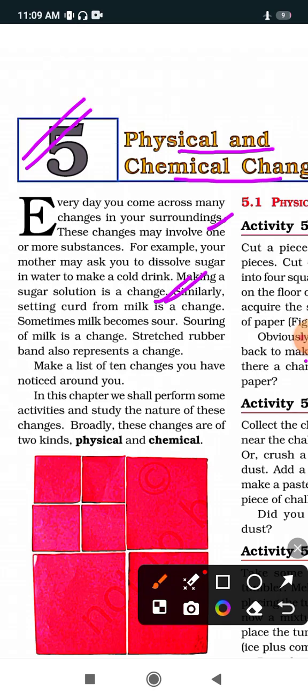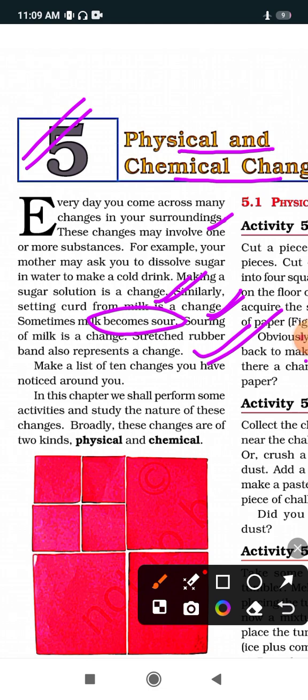Clear. अगर हम कर्ड को सेट कर रहे हैं फ्रॉम अ मिल्क, that is also a kind of change. अगर मिल्क कभी सार हो जाता है टेस्ट में, that is also a kind of change. Cooking of food is a kind of change. So everything is a kind of change. Souring of milk is a change. Clear. So a stretched rubber band also represents a change.